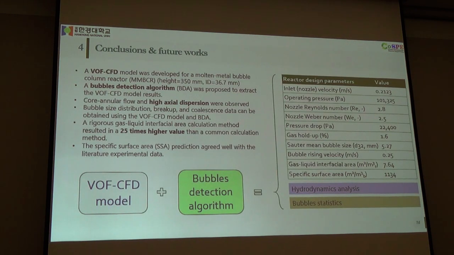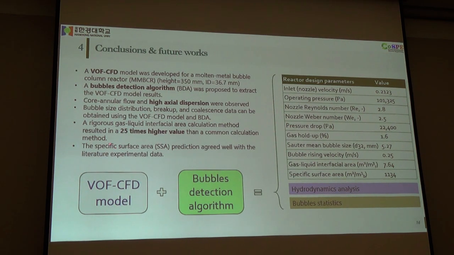And I would like to conclude our work on the both CFD model. We developed the both CFD model for the molten metal bubble column reactor. We applied the bubble detection algorithm, and we found that this reactor has a high axial dispersion and the core annular flow. We also see that both breakup and coalescence appear.